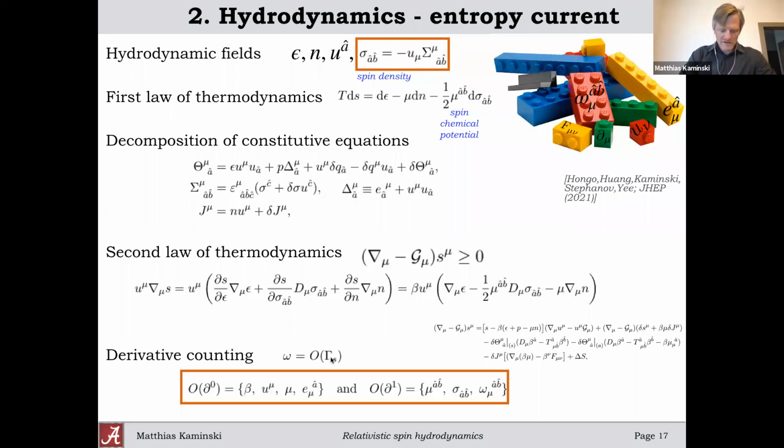This is the spin decay rate, so to say. How fast does the spin relax? And so we're considered in that kind of regime. So our counting will be that the derivative counting is: beta is the inverse temperature, fluid velocity, chemical potential for flavor fields or baryons. That's the conserved current, and the field bind. Those are all of order 0 in derivatives, so no derivatives here.